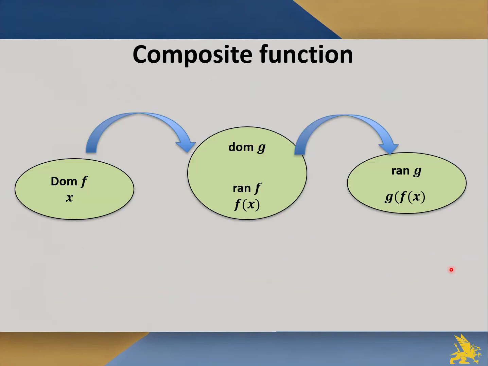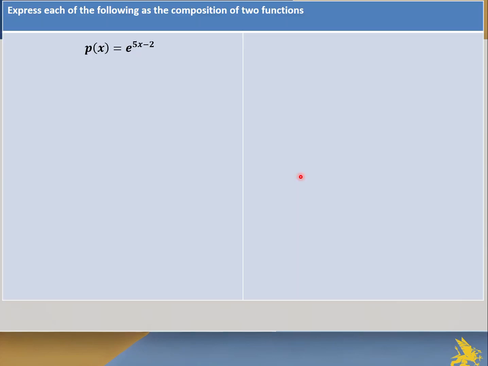So this is a different way of representing it, because we know the range of our f function should be equivalent to the domain of g for a composite function to work. So let's have a look at this question here. Express each of the following as the composite function of two functions.